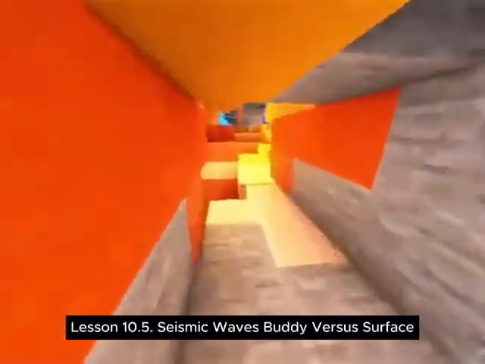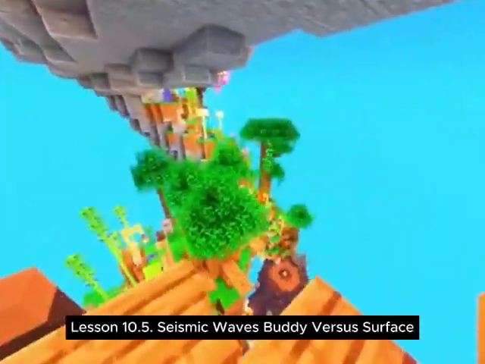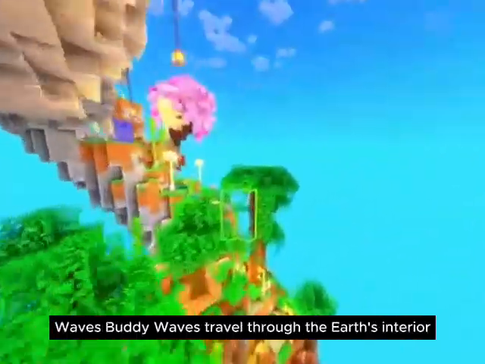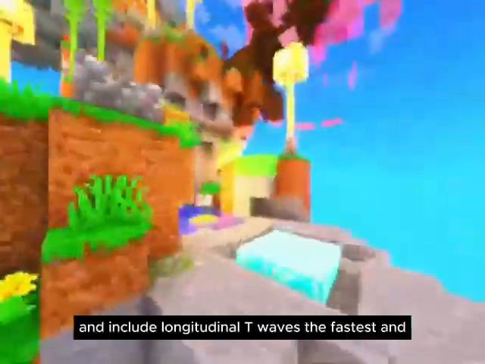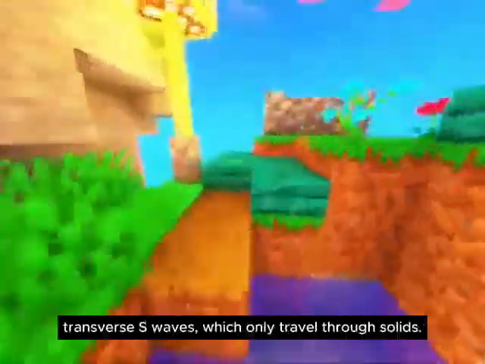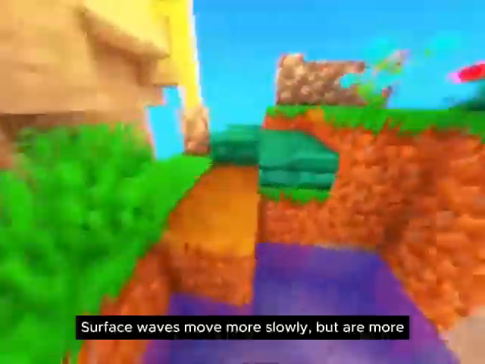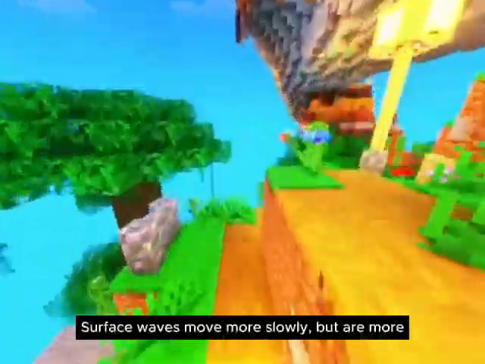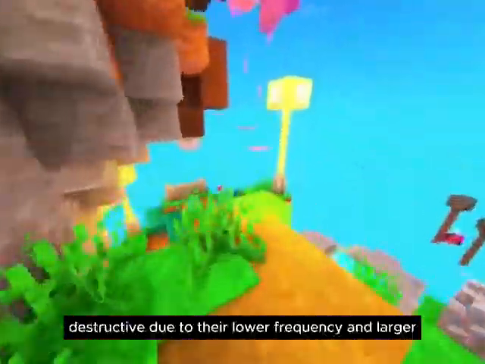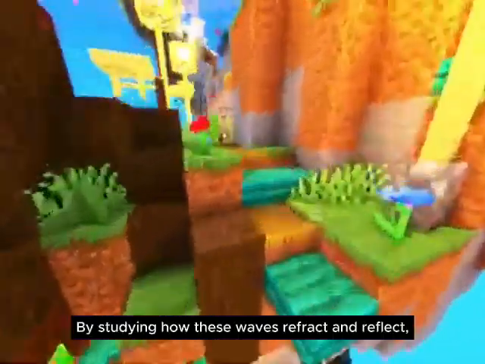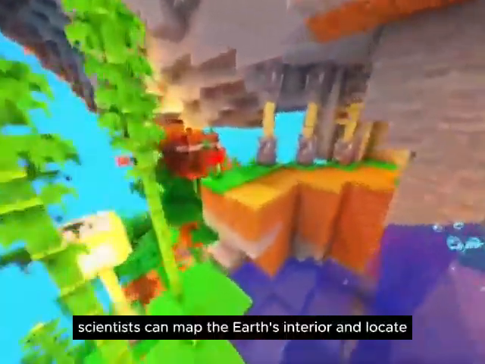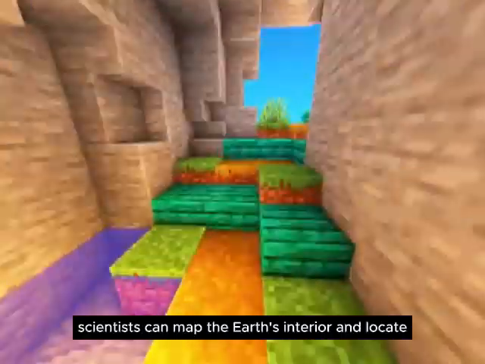Lesson 10.5, Seismic waves. Body versus surface waves. Body waves travel through the Earth's interior and include longitudinal P waves, the fastest, and transverse S waves, which only travel through solids. Surface waves move more slowly but are more destructive due to their lower frequency and larger amplitudes. By studying how these waves refract and reflect, scientists can map the Earth's interior and locate the epicenters of quakes.